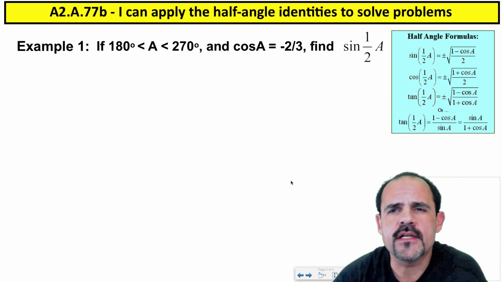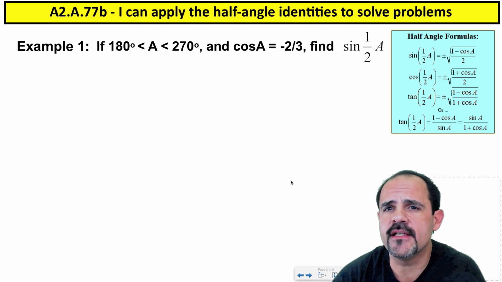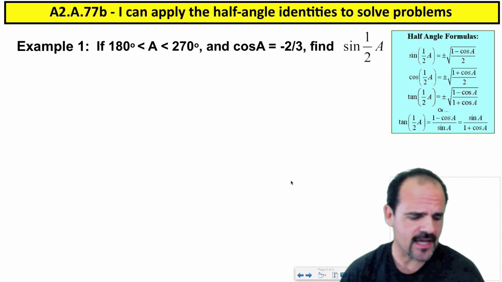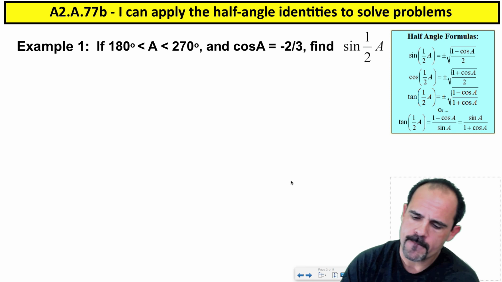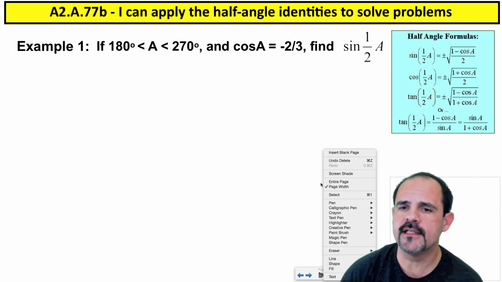Okay, so here's an example of how to use them. This says, if the cosine of A is negative 2/3, find the sine of half A. So, the first thing you're going to do is recognize which identity to use.